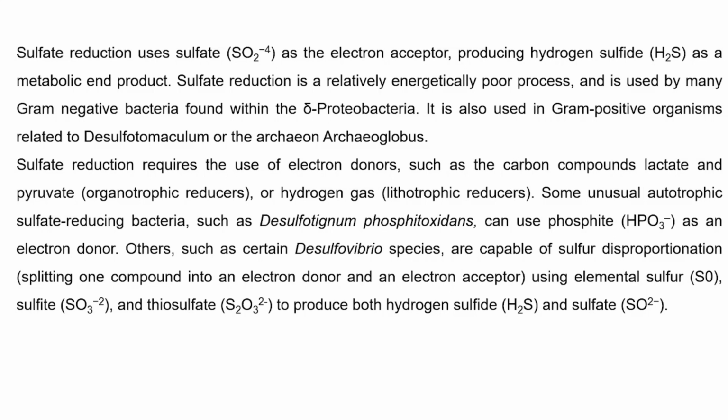And this sulfate reduction uses electron donors such as the carbon compounds lactate and pyruvate, or hydrogen gas in case of lithotrophic reducers, and some unusual autotrophic sulfate reducing bacteria also. These are some of the scientific names. And they can also use phosphite as an electron donor. Others, such as certain Desulfovibrio species, are capable of sulfur disproportionation, that is splitting one compound into an electron donor and an electron acceptor, and using elemental sulfur, sulfite, and thiosulfate to produce both hydrogen sulfide and sulfate.